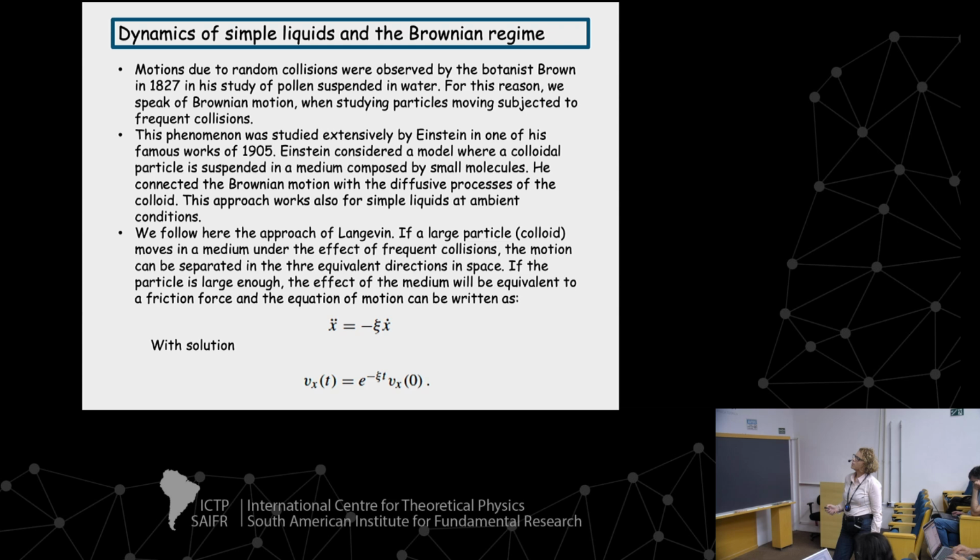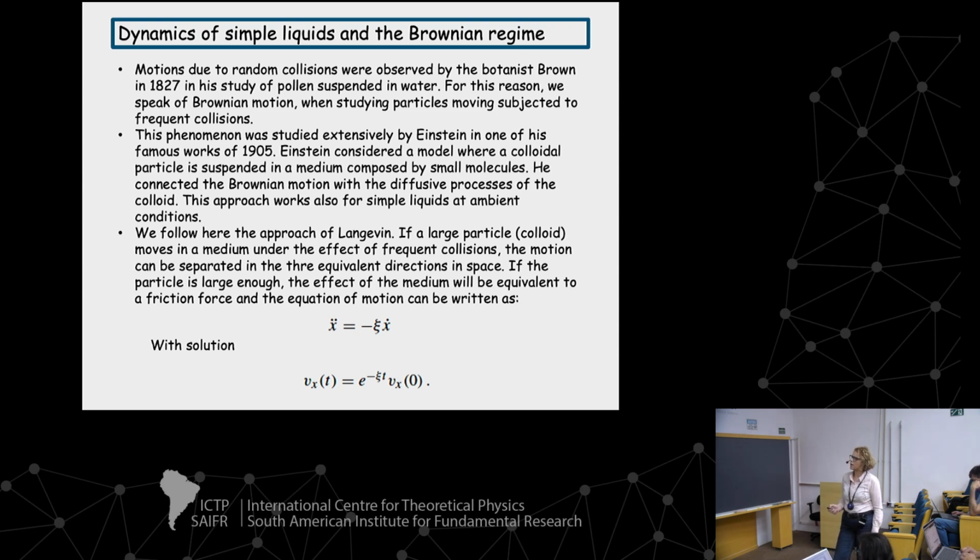We follow here the approach of Langevin. If you have a particle that moves in a medium because of collisions, you can, first of all, decouple the three directions in space, as you did in physics 1 always, okay? So we now look only at one of the three directions, the other two will have the same equation. And in fact, if the particle is large enough, then the medium will have only the effect of a friction, of slowing down, like a viscosity, okay?